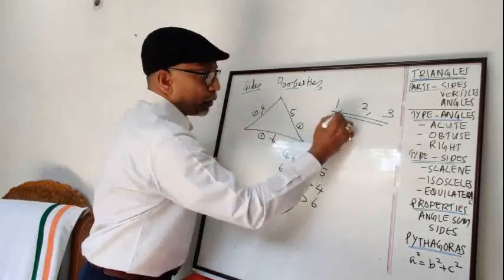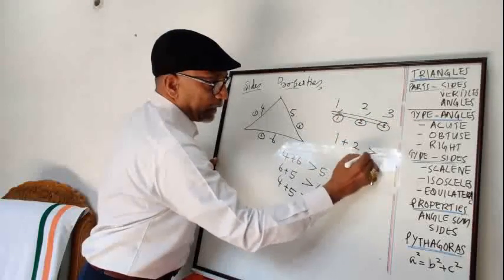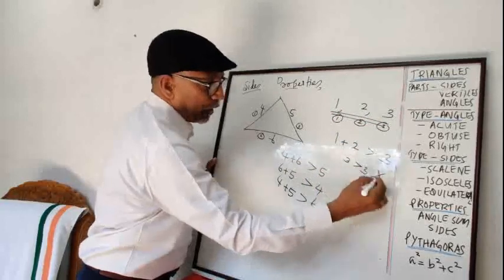So this is the first side, this is the second side, and this is the third side. The first one plus the second one should be greater than the third side. 1 plus 2 is 3. Is 3 greater than 3? It's a wrong statement.